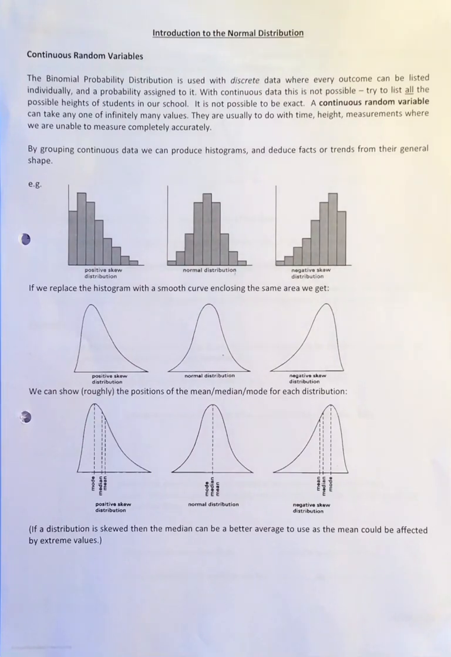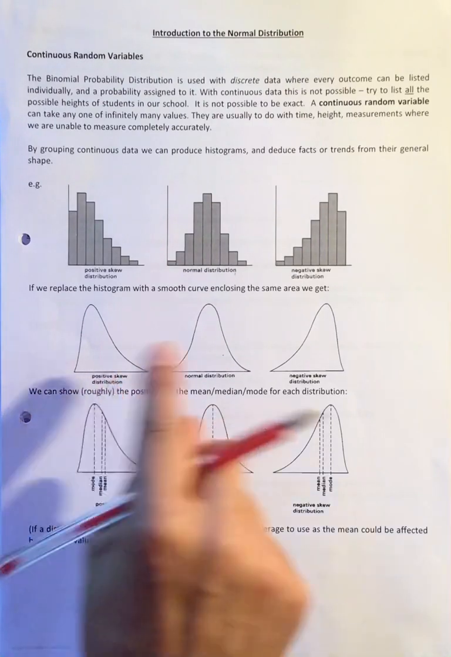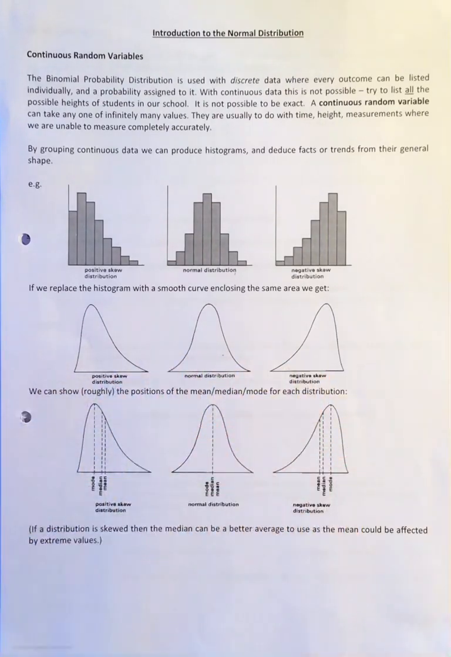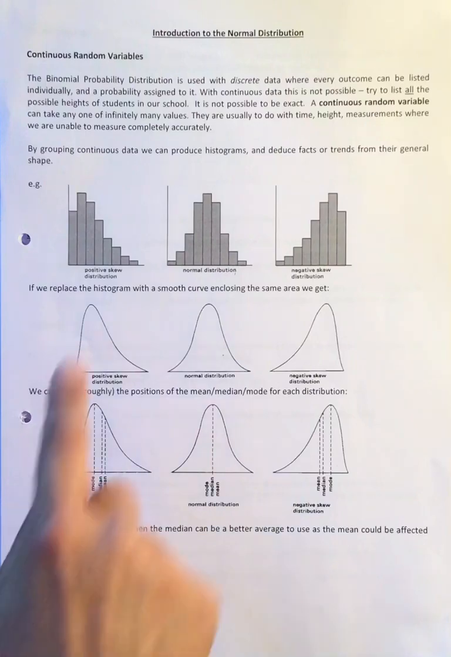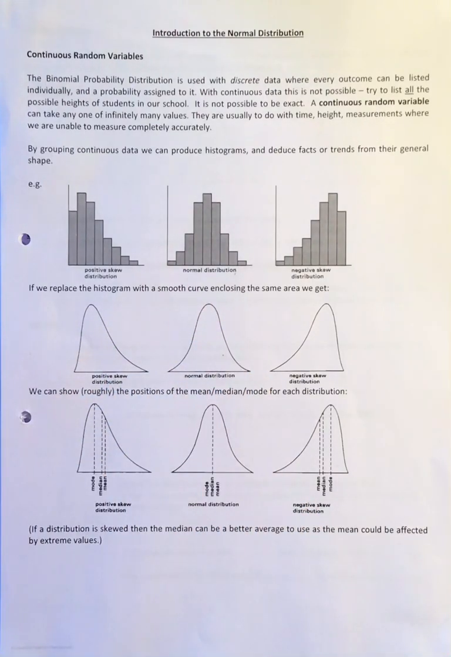And if we made those bars really narrow and we joined up the middle of the tops of the bars, we would get these curves here. So we use these curves to show positive skew, negative skew and a symmetrical distribution. And the symmetrical distribution is a normal distribution, so that's what we're looking at today.